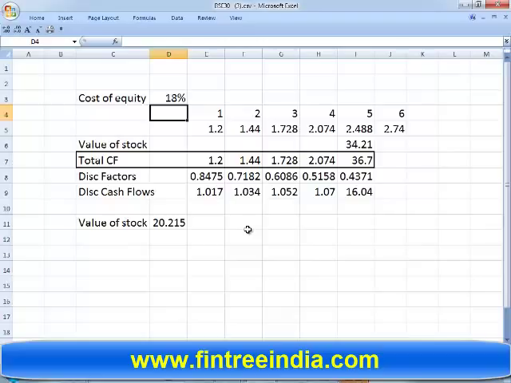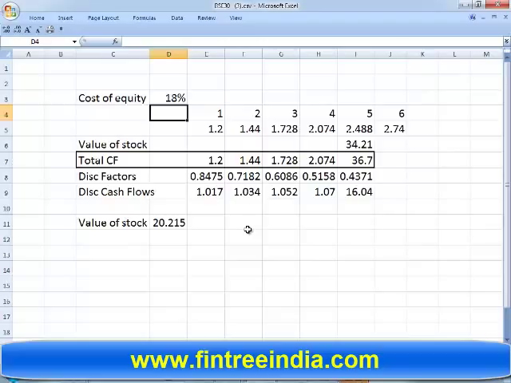Growth rate is 10% constant. So the last cash flow is 36.7. Angelica? See, in the previous question when we solved, we discounted that 5th year cash flow twice, dividend and value separately. This time we'll do it together. The 6th year dividend is 2.74, your cost of equity now is 18, growth rate 10, so that means divided by 8. So 2.74 divided by 8%, that is how much? 34. Plus the 5th year dividend is 2.488, so plus 2.488.